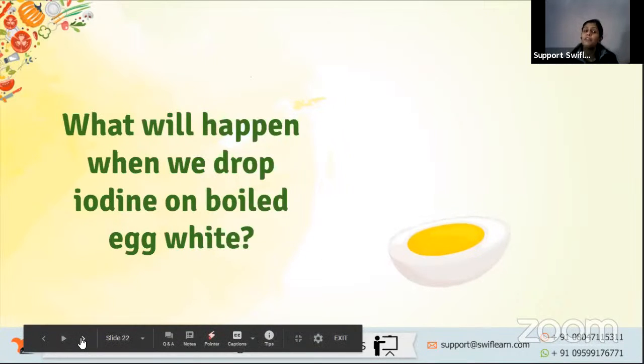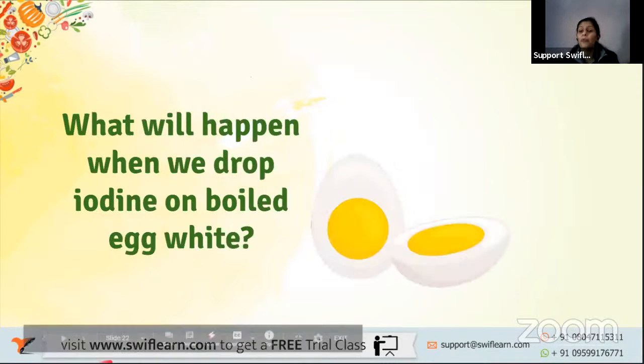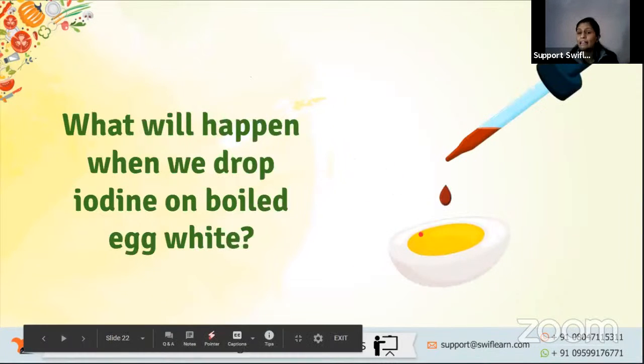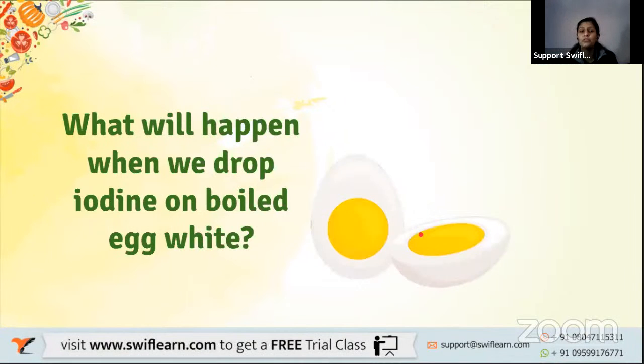What will happen when we drop iodine on a boiled egg white? Boil an egg, and on its white portion, put iodine solution. Do you think its color will change? What do we call egg? It is a good source of carbohydrate, or is it a good source of protein or fat? The white portion of your egg is a good source of protein. There is albumin, which is a good source of protein.